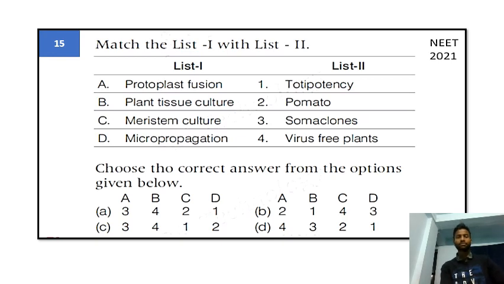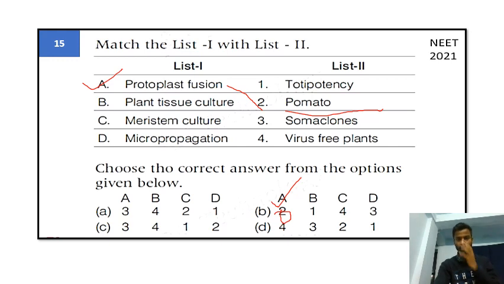Match list 1 with list 2. List 1: protoplast fusion. In list 2 we see first A, protoplast fusion; plant tissue culture; meristem culture and micropropagation. So one by one you see here. Through protoplast fusion we cross tomato and potato, so we produce tomato. So A is 2, and B is 1.